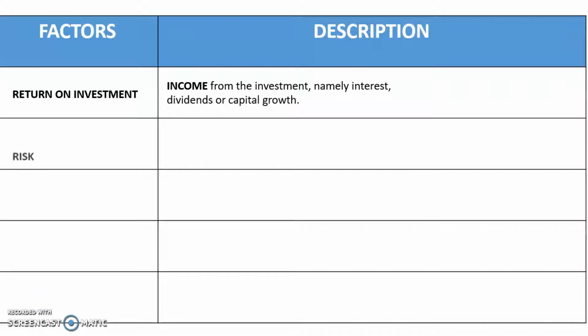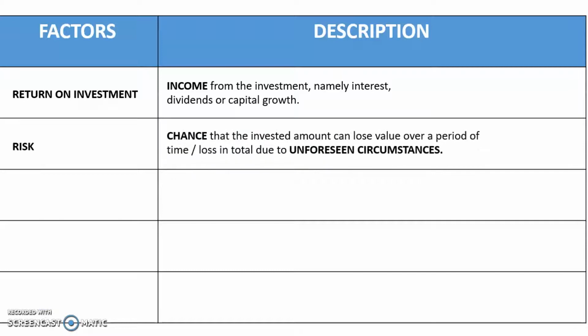The second factor is risk. And this is that 50% chance. The chance that the invested amount can lose value over a period of time. And this is normally due to unforeseen circumstances like COVID-19.